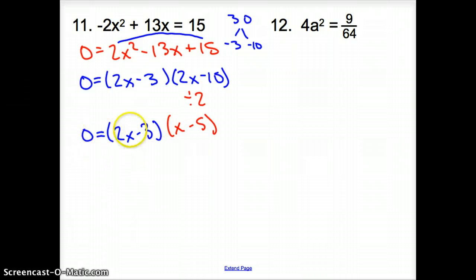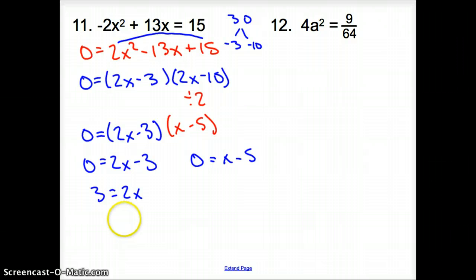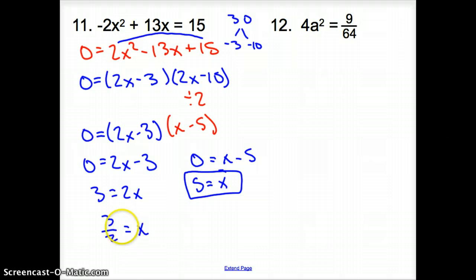So now set everything equal to 0. 0 equals 2x minus 3. 0 equals x minus 5. Here we add the 3 over, so 3 equals 2x. Divide by 2, so 3 halves equals x. Add the 5 over here on the other side, x equals 5. So we have 2 answers, one here and one right here.